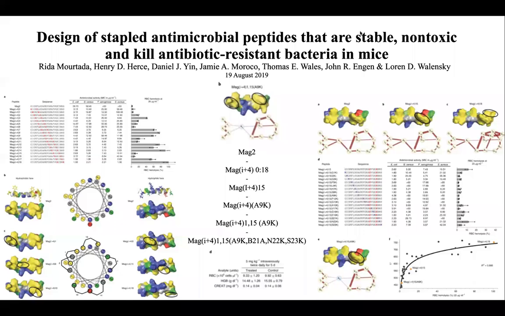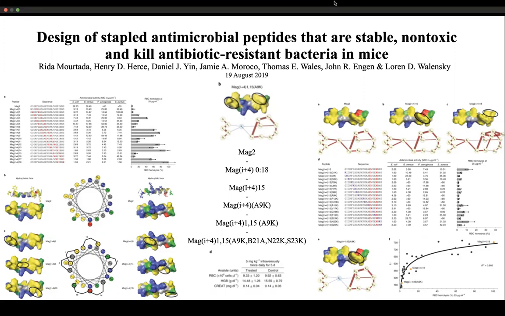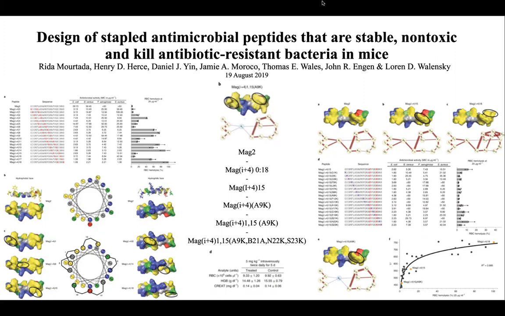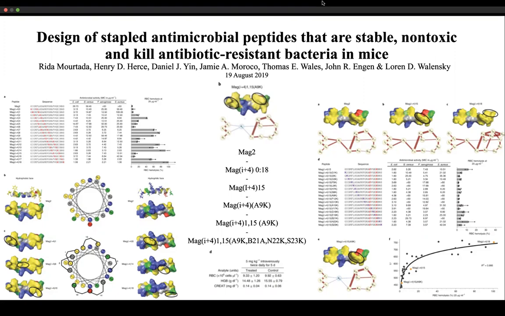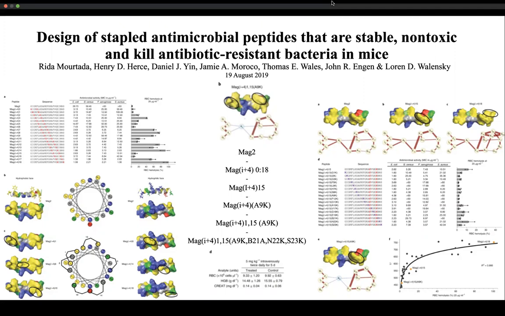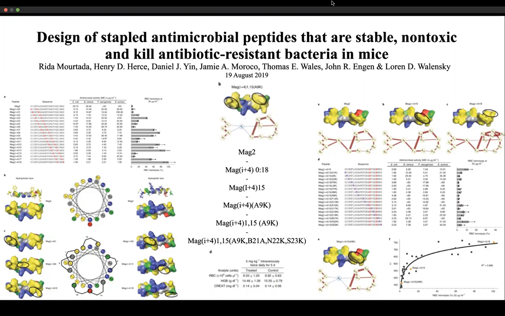So now this new MAG I plus 4 15 A9K variation can be seen in figure E, and that one has less hydrophobic interactions, which actually makes it a better candidate for this by decreasing the hemolysis even more. So then they decided to try another staple and staple it twice.